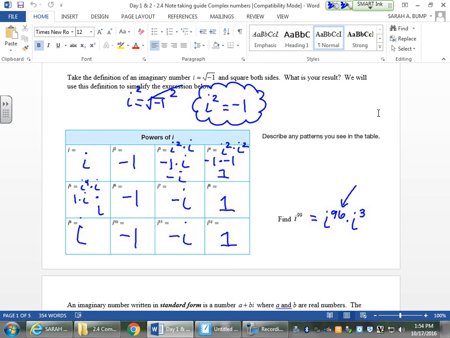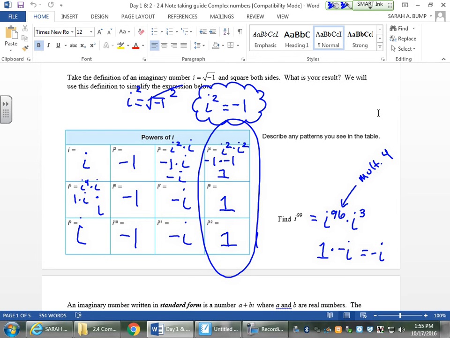Since this value right here is a multiple of 4, I'm going to be using this column. So i to the 96th power is 1 times i cubed, which we know in our table is -i. So we will end up getting -i for an answer.